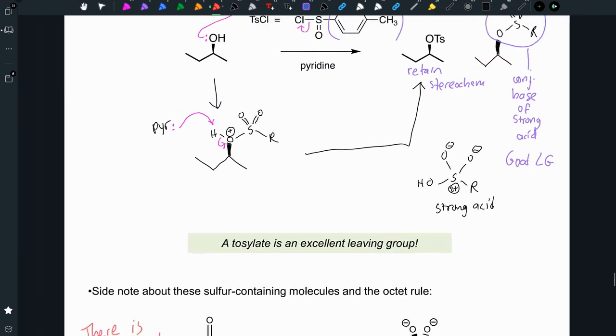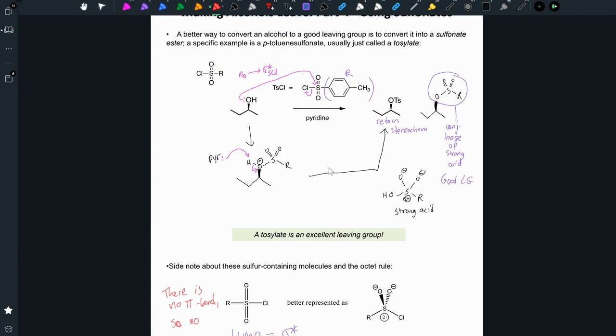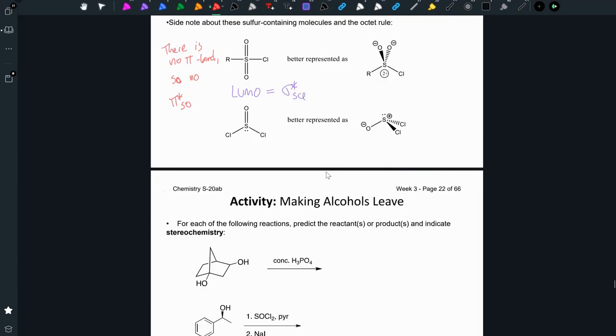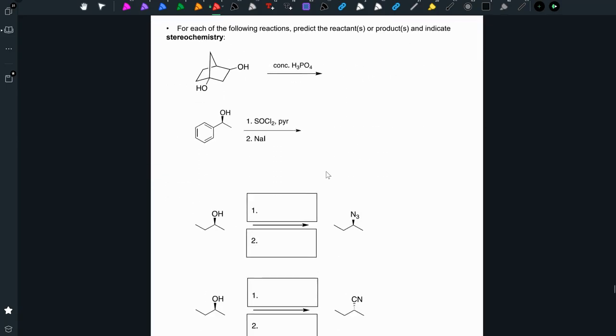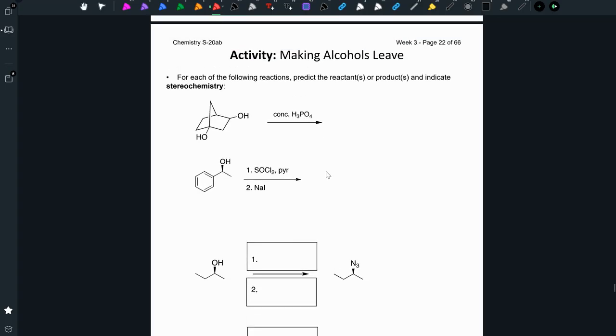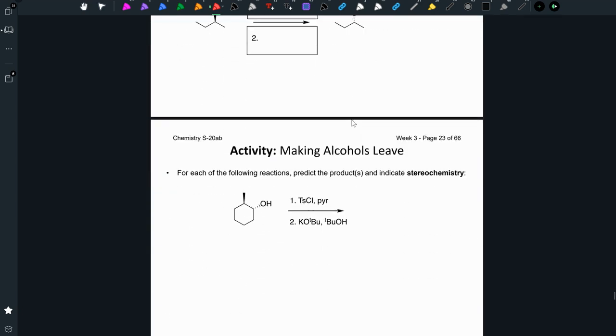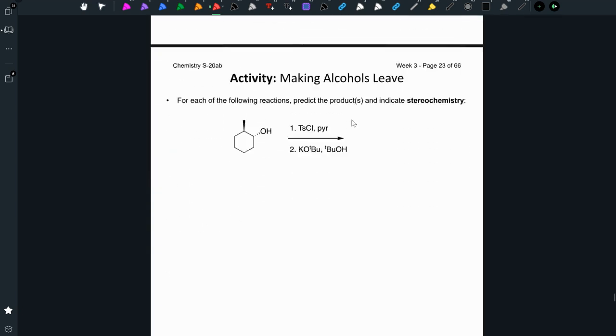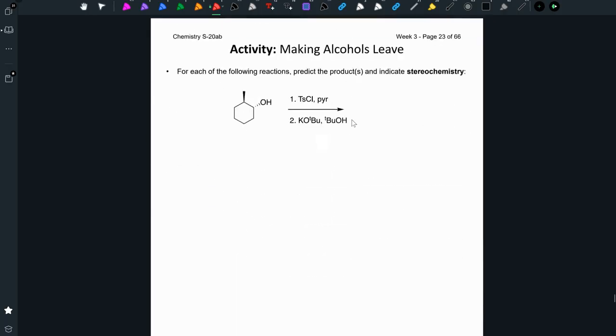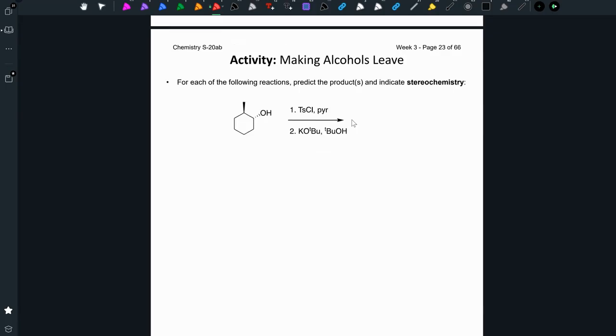All right, so three different methods for making alcohol into a better leaving group. This next page is just a couple of quick activities. So what I'd like you to do is think about these, try them out, make predictions, pause the video, and then come back. Try these next two pages, and then come back.